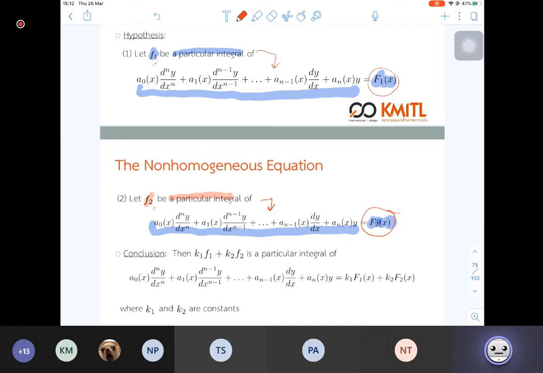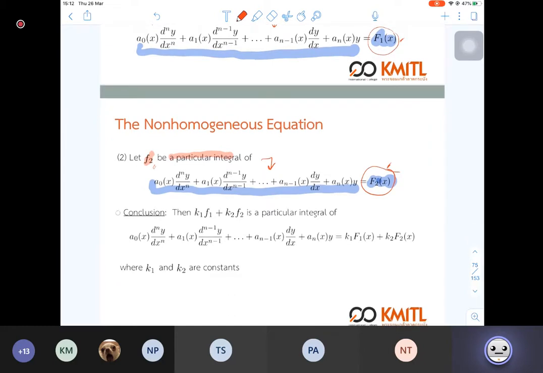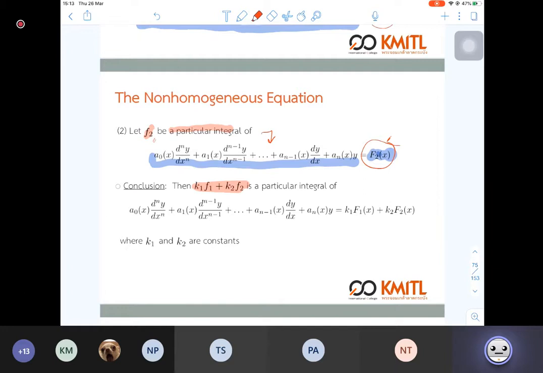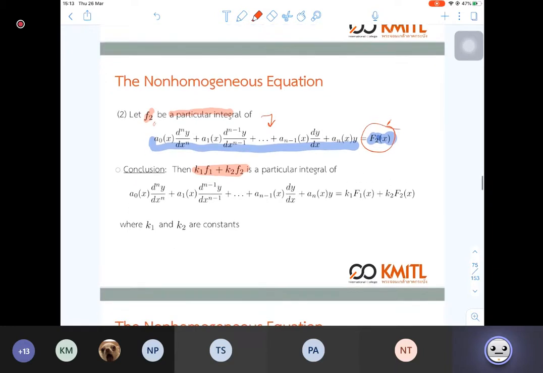They are different because you have different functions on the right-hand side. The first one you got f1(x), the second one you got f2(x). However, the particular integral can be found by using k1 f1 plus k2 f2. So when you combine those equations, the right-hand side becomes k1 f1 plus k2 f2, where those two k's are constants.